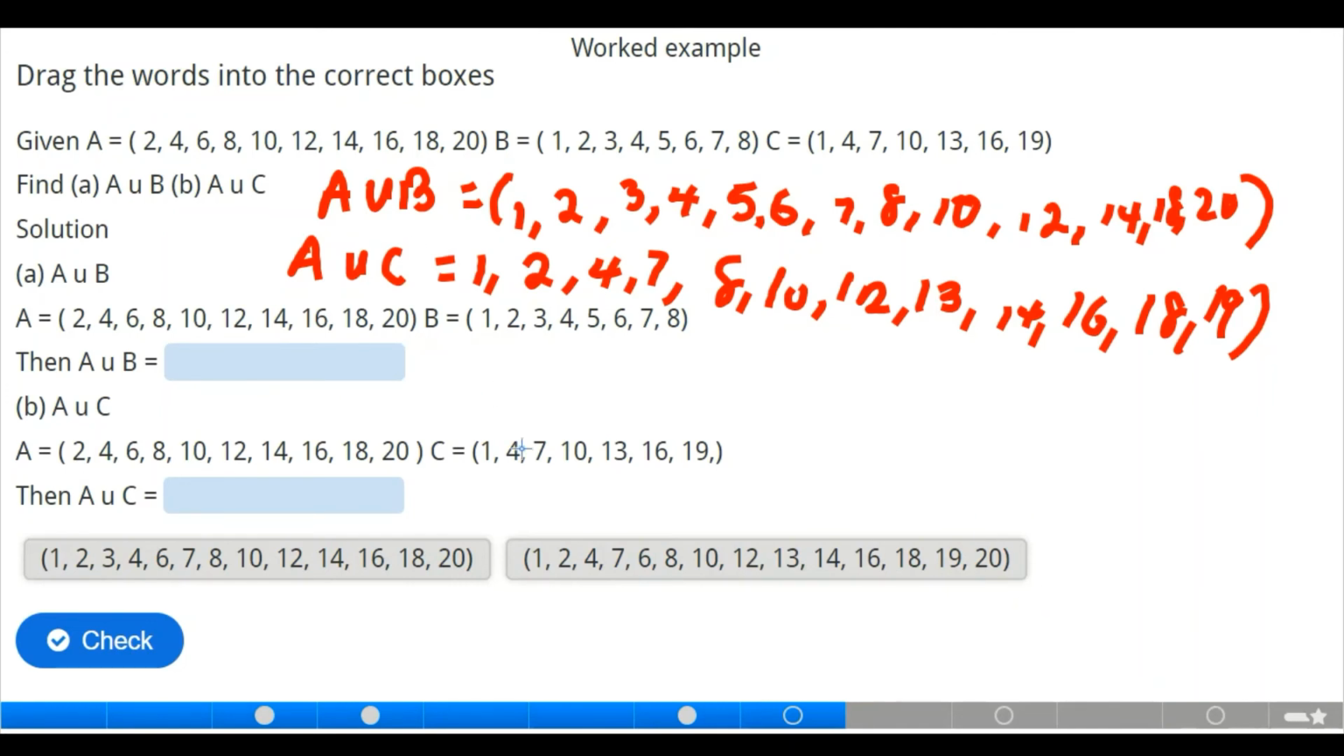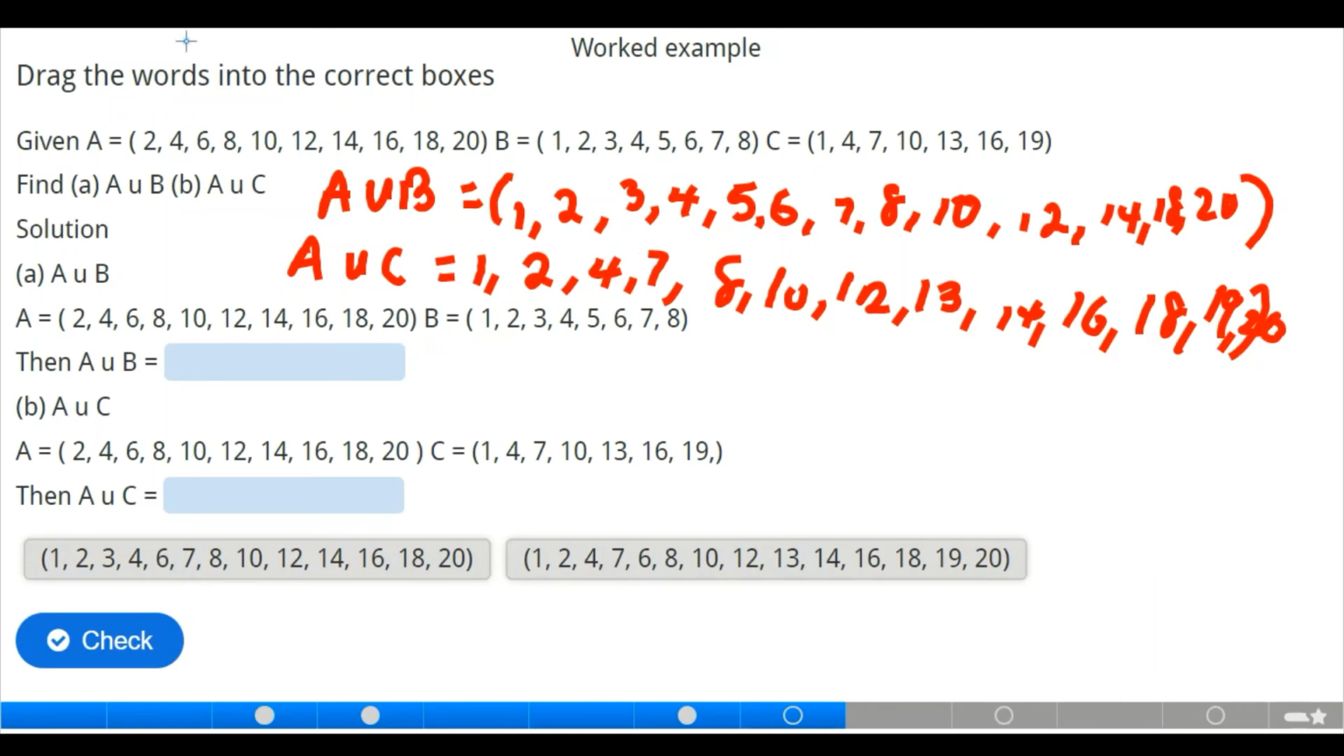So with that we are going to be picking up the answers for this one. A union B is going to be what? We are going to be having this as A union B, and for A union C, okay, we have 20 in C, so 20 should be inclusive here, so we have 20 here in A union C.